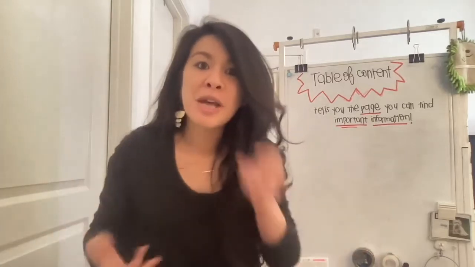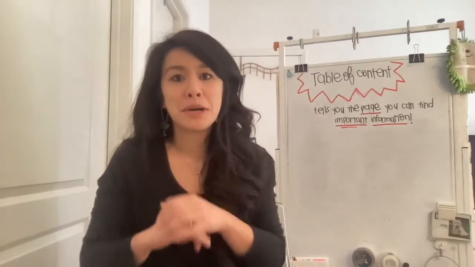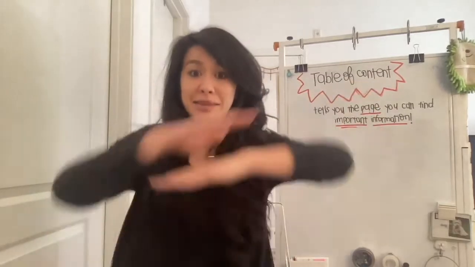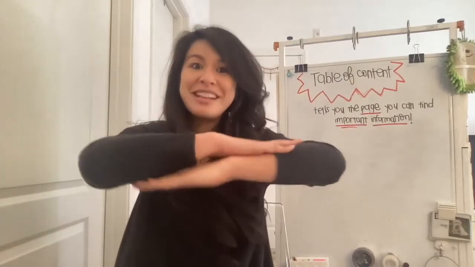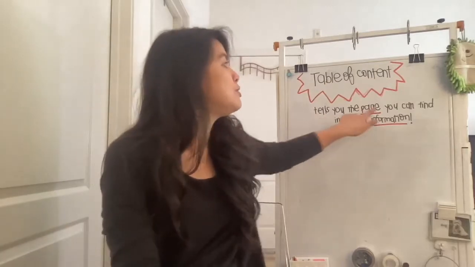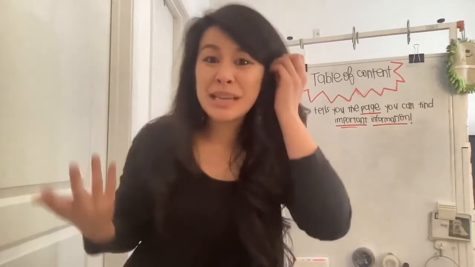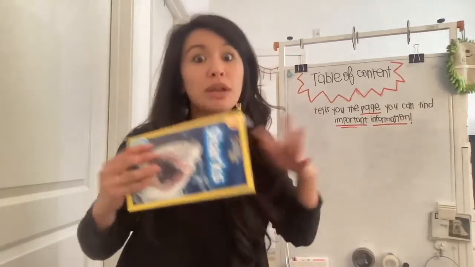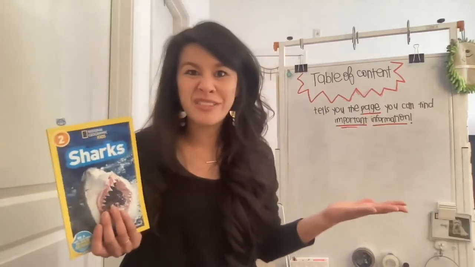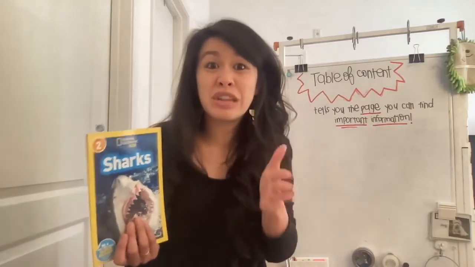Well, today, authors, we're actually going to add something that all nonfiction books have. This thing is called a table of contents. Everyone say, make a table. Everyone say table of contents. Now, a table of contents tells you the page where you can find important information, because sometimes nonfiction books are really, really big and really, really long, and readers don't have enough time to read all of it. So a table of contents helps them find the page for the information they're interested in.